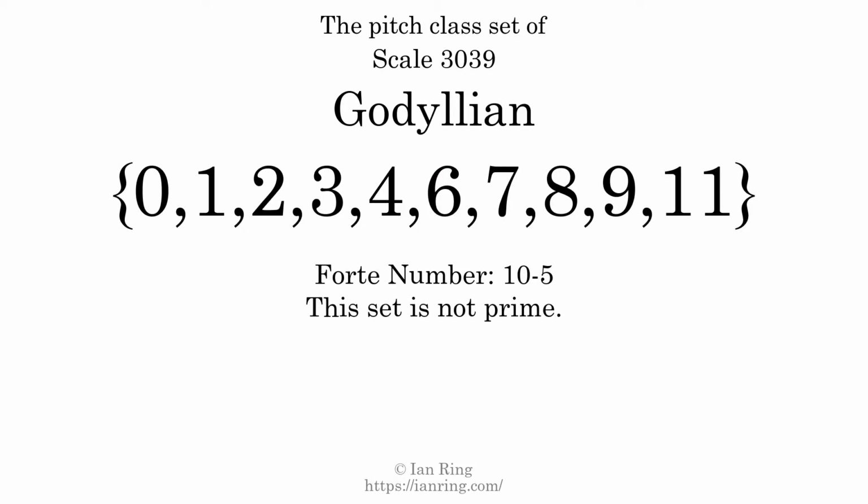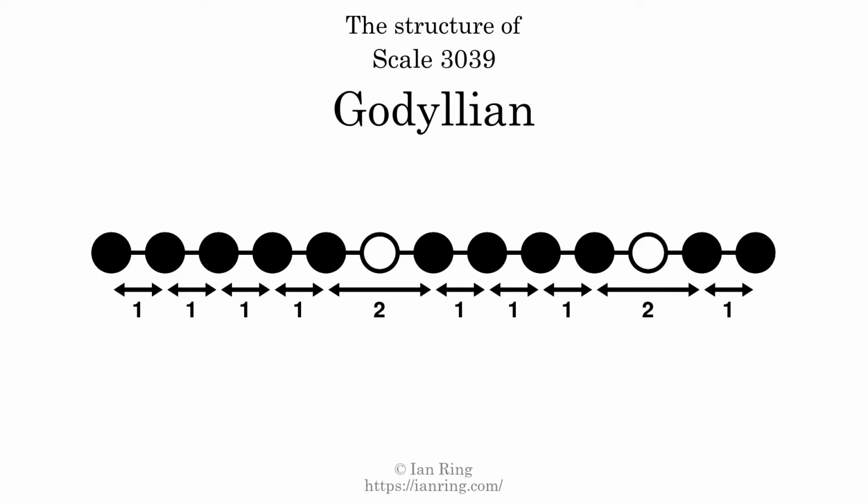The pitch class set for this scale is 0, 1, 2, 3, 4, 6, 7, 8, 9, 11. The fourth class is 10, 5. This set is not prime. The structure of a scale is a description of the interval distance between each successive tone. This scale has a structure of 1 1 1 1 2 1 1 1 2 1.